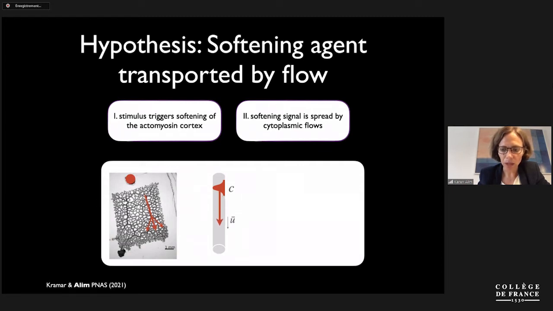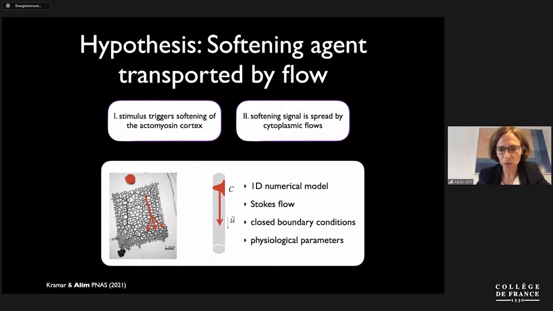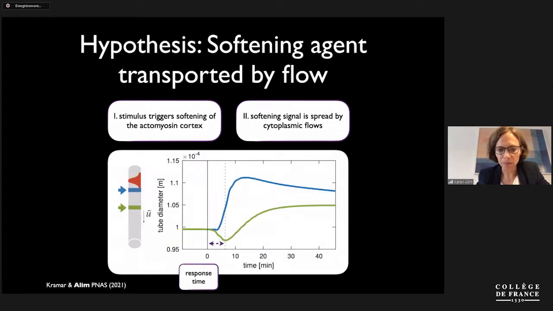And now the physics of this process are fully defined. We have a one-dimensional numerical model describing the flows with Stokes flows, with a closed boundary condition, and we use physiological parameters throughout to set the parameters. And now this model makes predictions of the dynamics. And so here's one prediction. What we measure is the dynamics of the tube diameter, first close to the stimulus side, and in green further away.